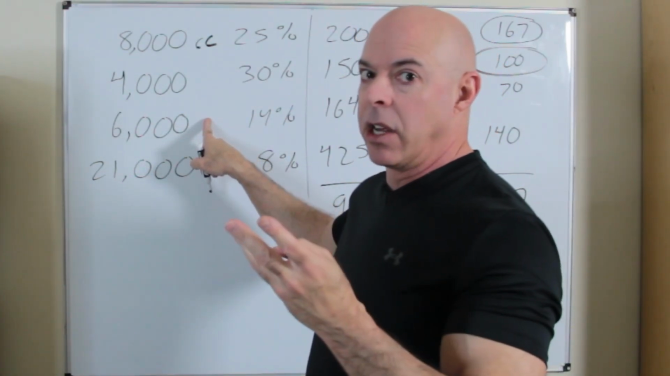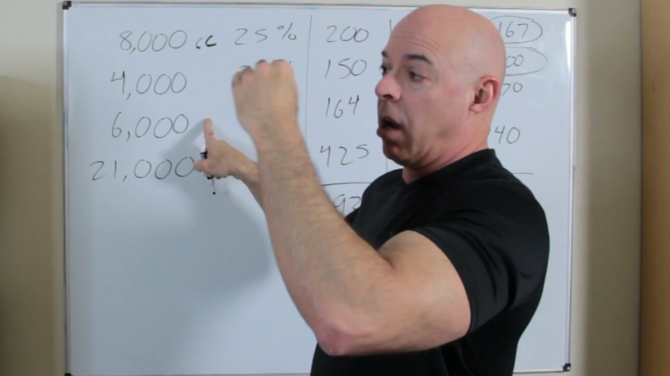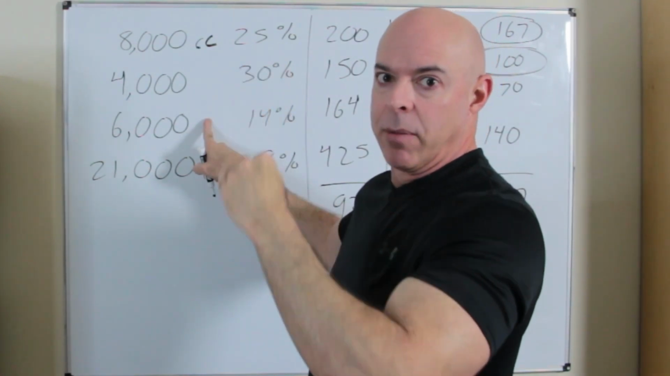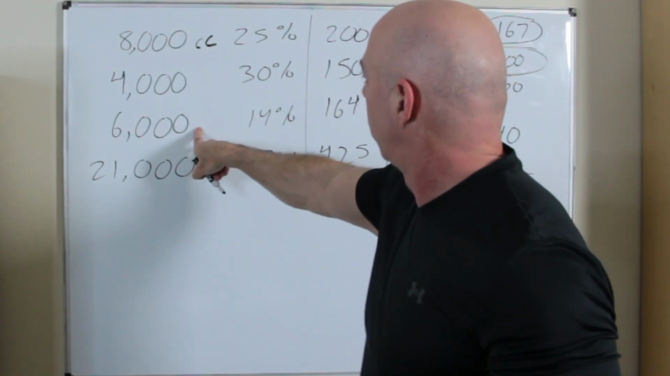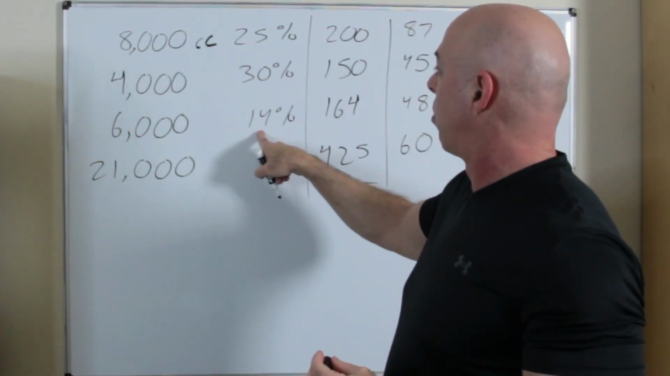I've shown that in other videos. Initially, most of the money goes to interest, that will go down every month, and the amount going to principal will go up every month. Then we've got $6,000 at 14%. This is a personal loan.